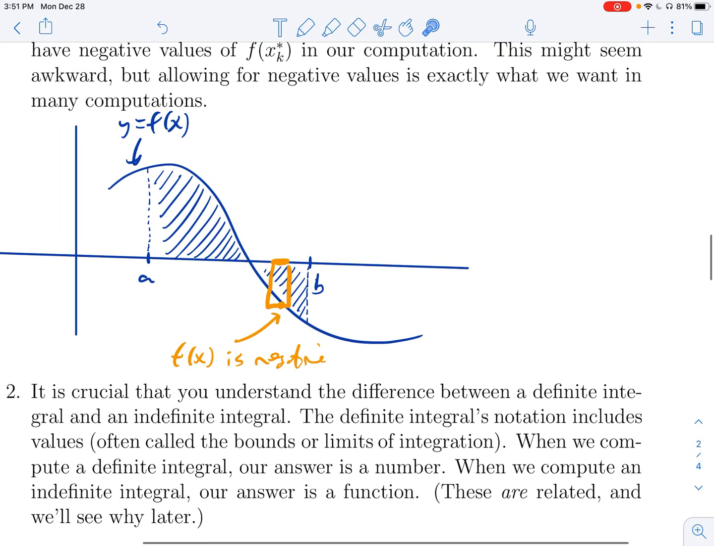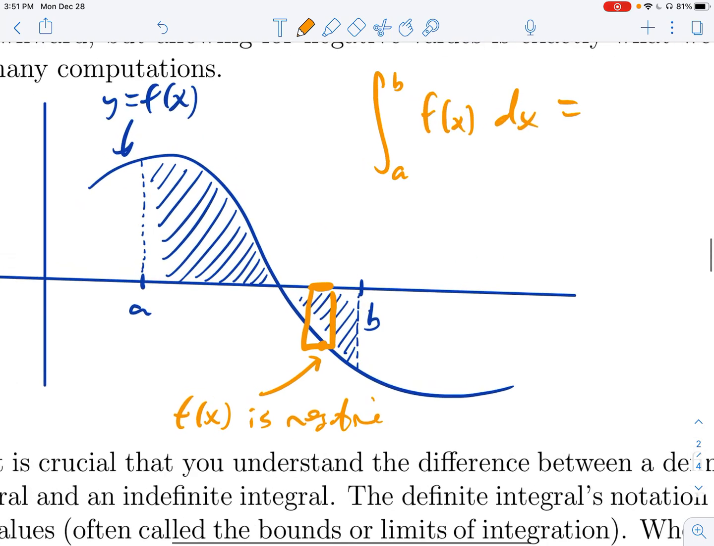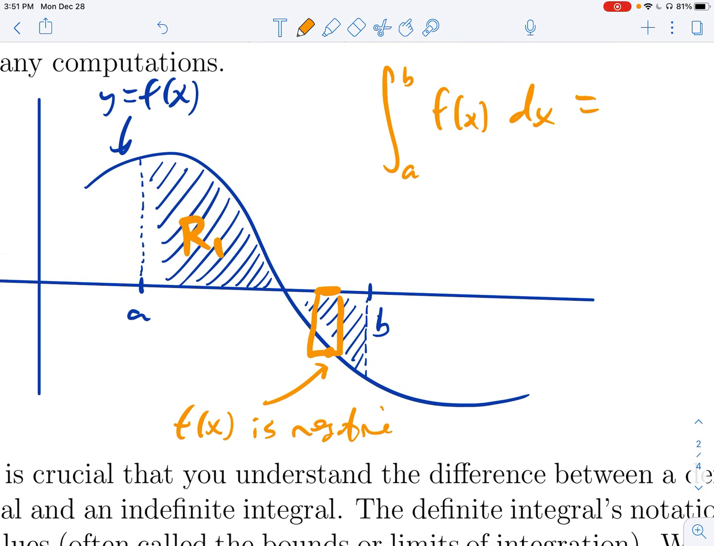So if I were to do the definite integral from a to b of this function f of x, I'm going to call this region 1, and this part over here, region 2.